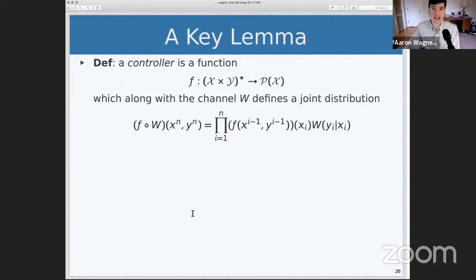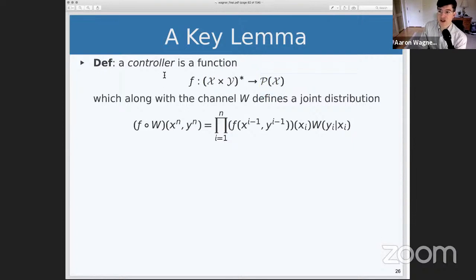Okay, so here's the connection to coding. There's a key lemma here that's going to relate coding performance, specifically the second order coding rate, to controlling a random walk. That's going to be a connection between coding and McNamara's problem. I'm going to define a controller to be a function that takes a string of x's and y's. Think of it as the past inputs and outputs to the channel, and then outputs a distribution over the next input. So you can think of this as a randomized feedback encoder that observes the history and then outputs a distribution for the next input.